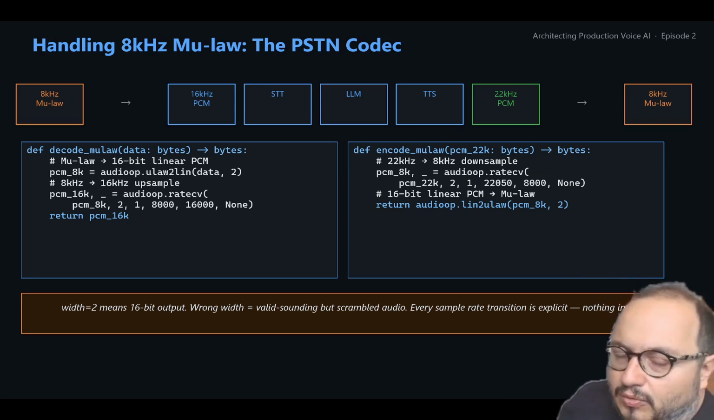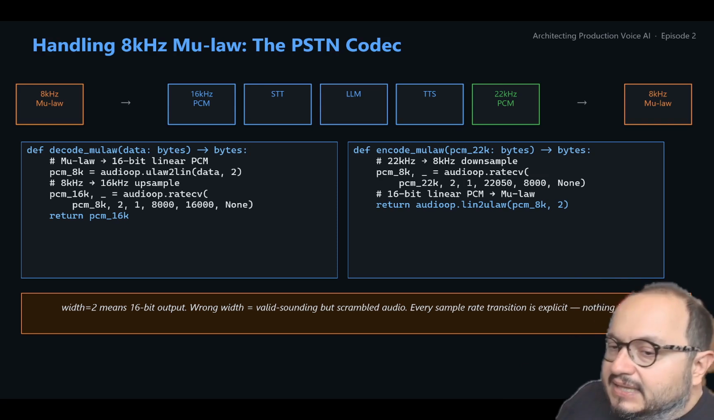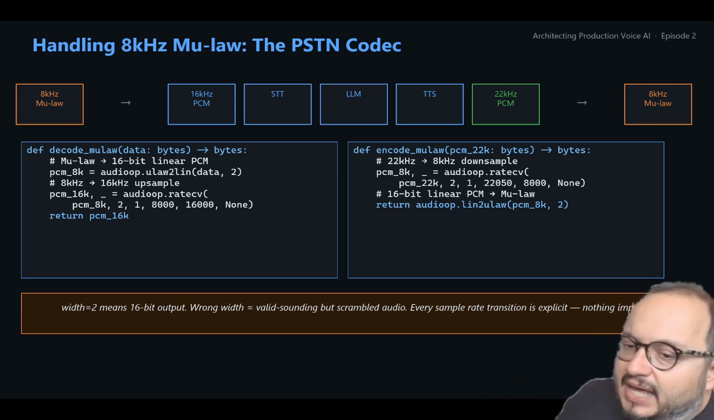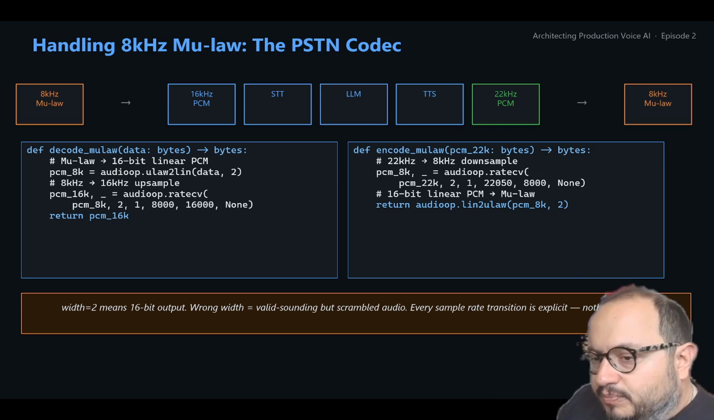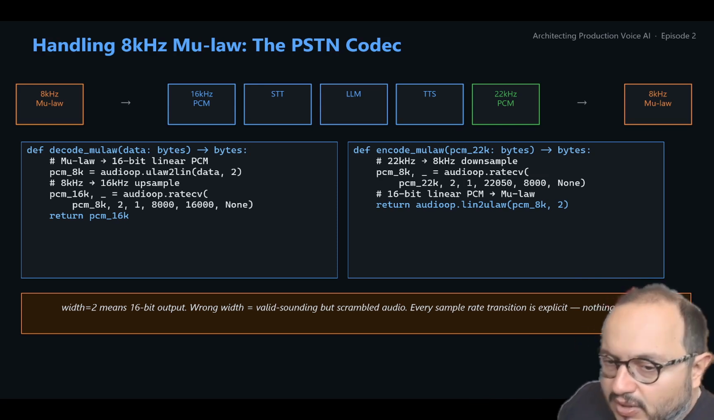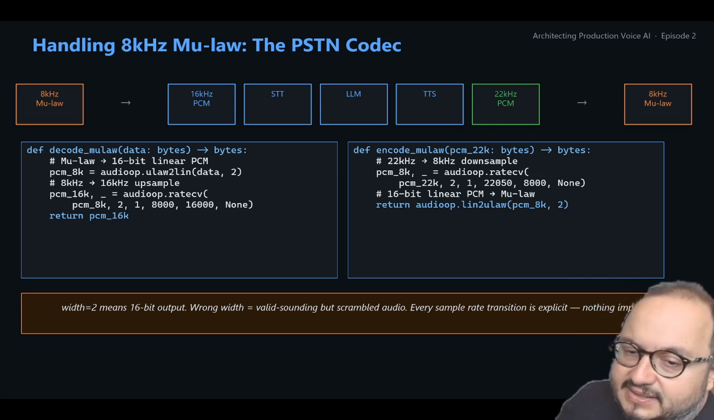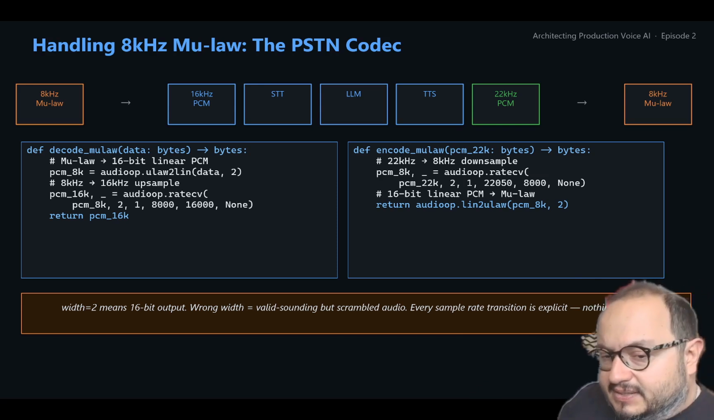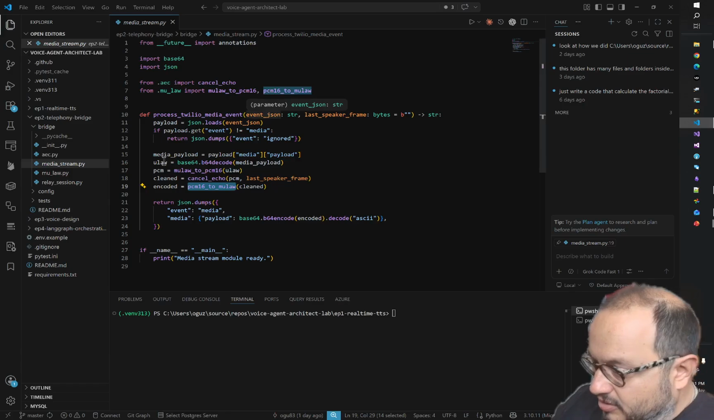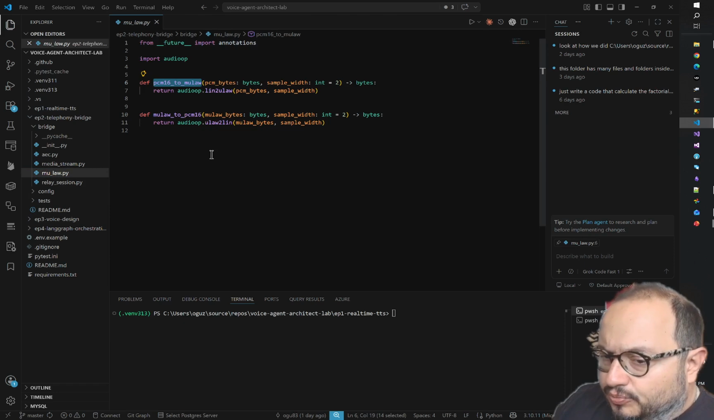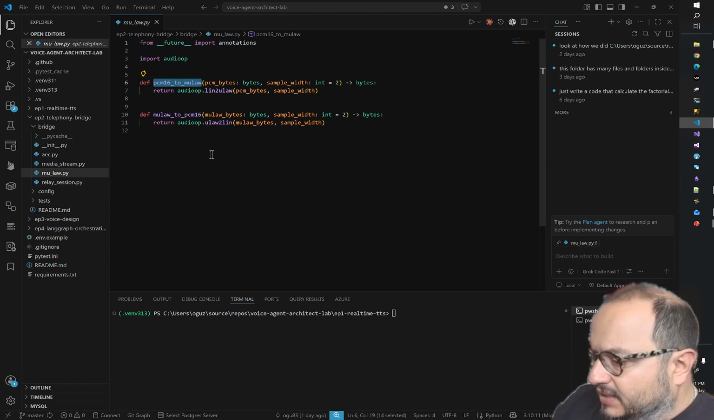The mulaw.py module in this episode's repo handles all three transitions explicitly. Decode mu-law converts Twilio frames to 16 kHz PCM. Encode mu-law converts TTS output back to 8 kHz mu-law. Upsample and downsample handle the resampling using Python's audioop ratecv function, which gives you clean sample rate conversion without an external dependency. Let's go to Visual Studio Code. In mulaw.py, we can see the decode and encode mu-law functions and upsampling and downsampling here cleanly.